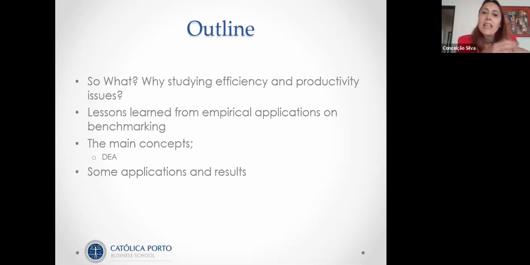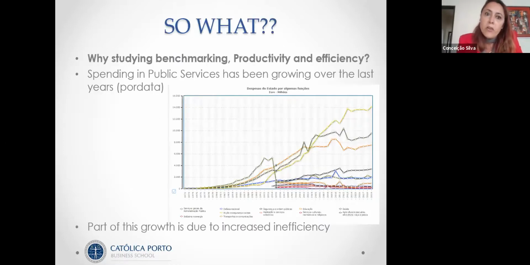these issues. And then I will go to the lessons learned and also the main concepts regarding particularly DEA, which is the technique that I've been mostly applying, and some applications and also results from these applications. Regarding these questions, so what? Why should we study benchmarking and productivity and efficiency, which are related, as we will see afterwards?